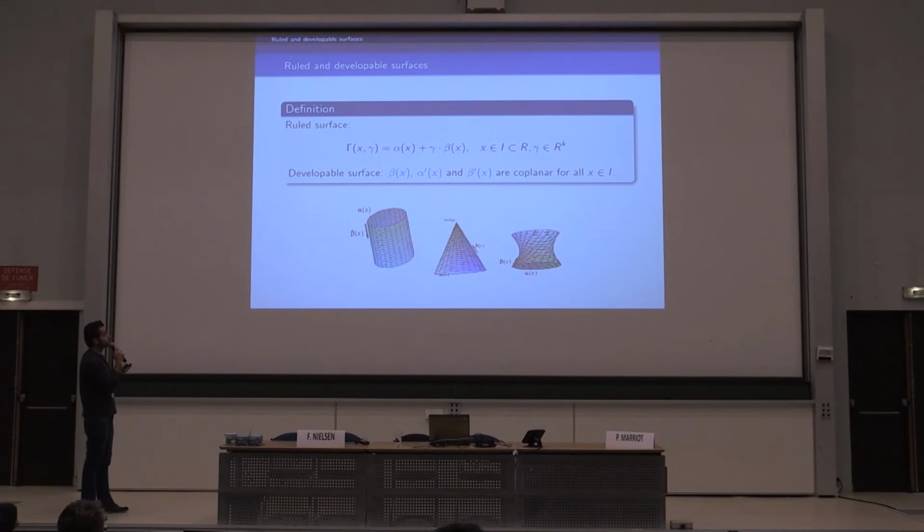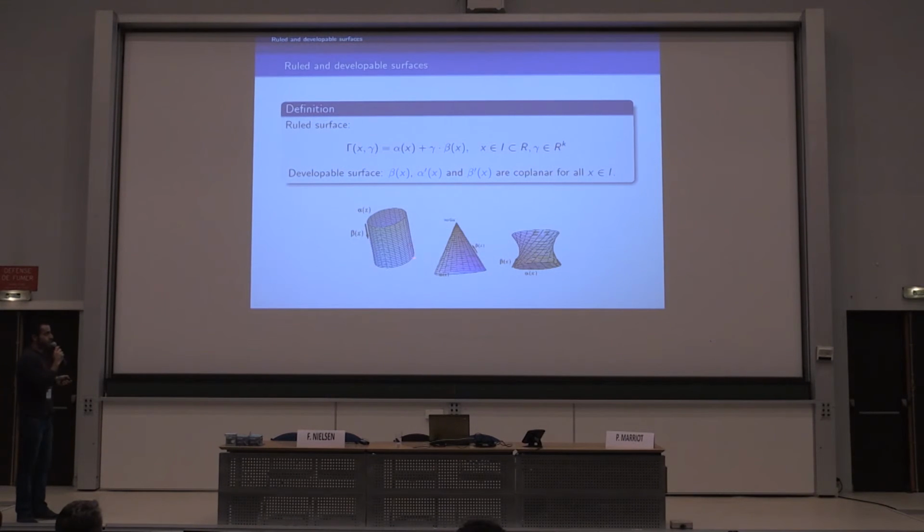A ruled surface is a special type of surface that can be parameterized by a smooth, differentiable curve as a function of x, and a set of vectors, or straight lines, attached to this curve at each point. Then we can parameterize the whole surface by x and this gamma, which is the length of each vector at each point. A special type of ruled surface in 3 dimensions is the developable surface, where these 3 vectors are actually coplanar.